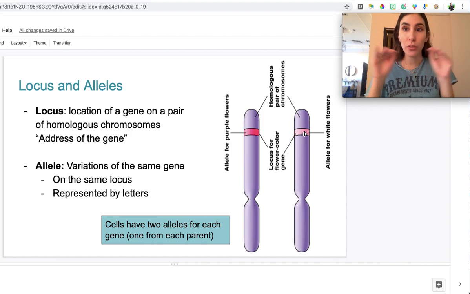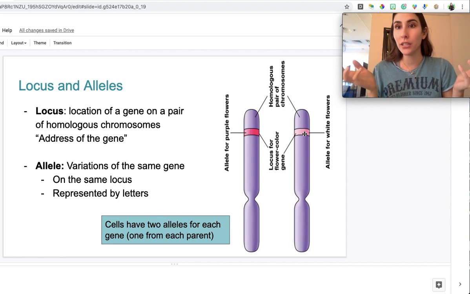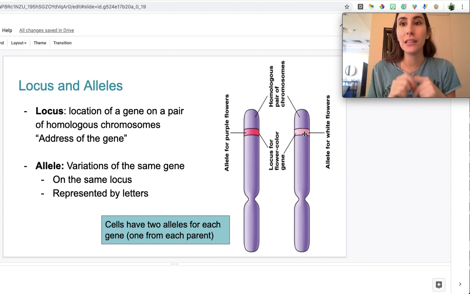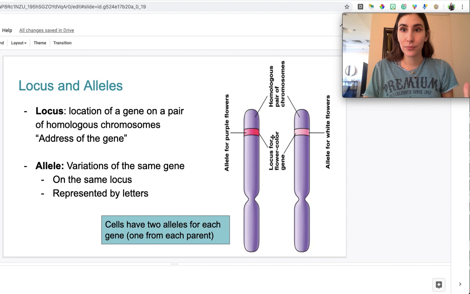Now, since both of them are the same gene, they both code for flower color, but they come in two different varieties, we refer to them as alleles. So an allele is a variation of the same gene. So a gene, if it's located on the same place in two homologous chromosomes, that is known as an allele. And its place, its address, its location on the homologous chromosome is known as a locus.